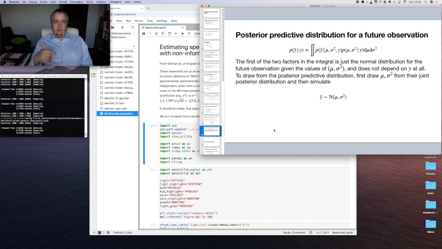We did this in our previous lecture with binomials and with Poisson distributions. We can predict new values conditional just on the previous outputs, and this can of course be done by double integration over our previous samples. The first two factors of the inner integrals are just the normal distribution for a future observation given the values of mu and sigma squared, and it does not depend on previous measurements, which is a very good situation because that dependence is kind of hidden in the previous conditionals.